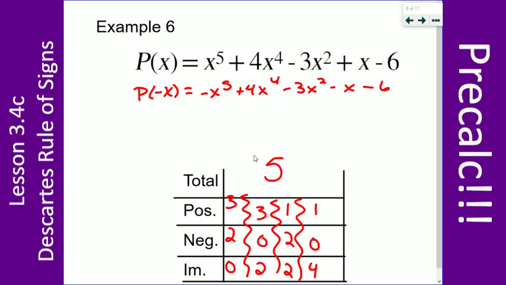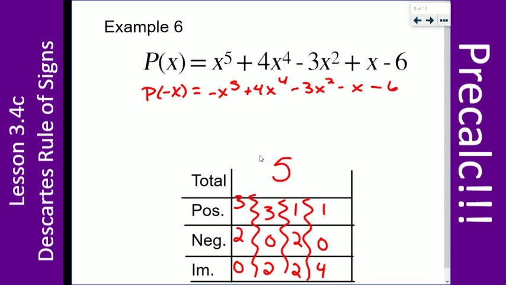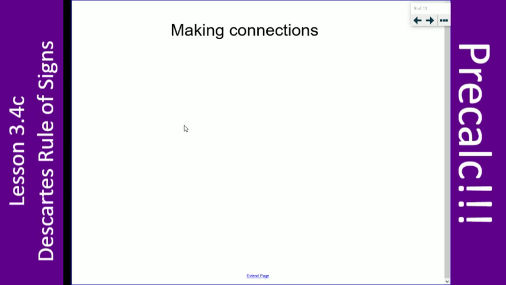Okay? So let's start pulling things together. So let's take a look back and see what happened to our different signs.